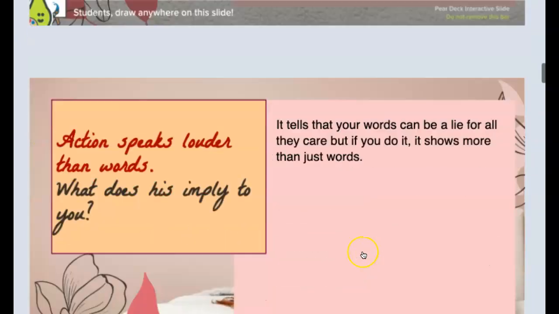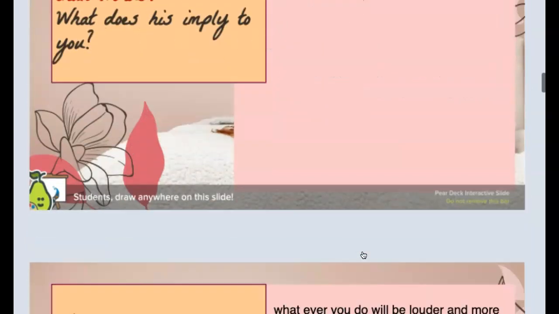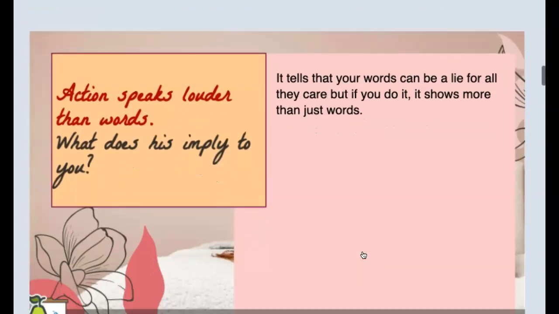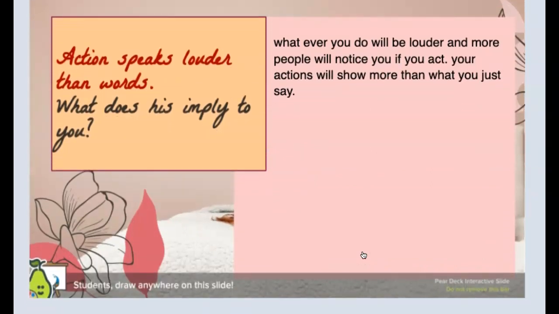Oh, this was Selena's work. So, anybody else? Aiden, what did you write? I wrote that words can be a lie, but if you actually do it, it'll prove more. So this is yours. It's perfect. I once heard that people said words speak loud. A quote was, "Words speak louder than actions."